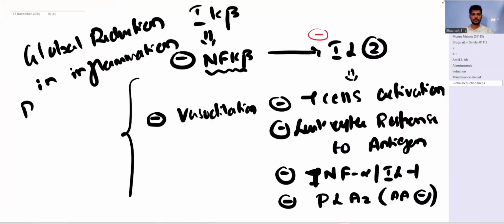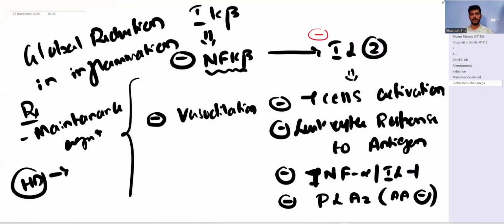When it comes to uses of this steroid, it is used mainly as a maintenance agent. But if you give a high dose steroid, it can also act as an inducing agent or even a rescue agent, right? Because it blocks the production of interleukin 2. So it can be used as a rescue agent, and it can also be used as a reducing agent.